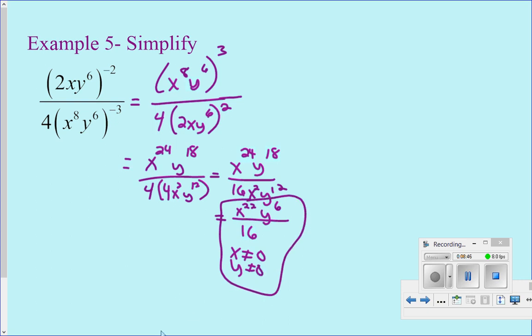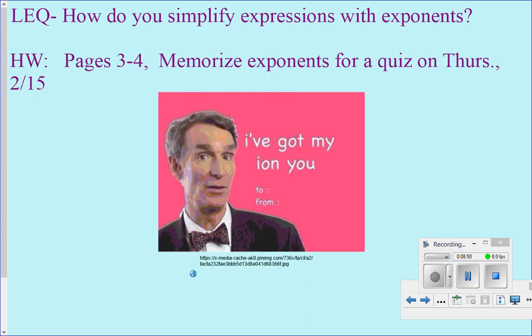Okay, that's it for today. Your assignment for next class is pages 3 and 4 in your new Unit 7 packet. And you do have a quiz coming up next week on exponents. So you need to fill in that chart that you were given in class and memorize those exponents for next week's quiz. There will be 10 problems in 2 minutes.